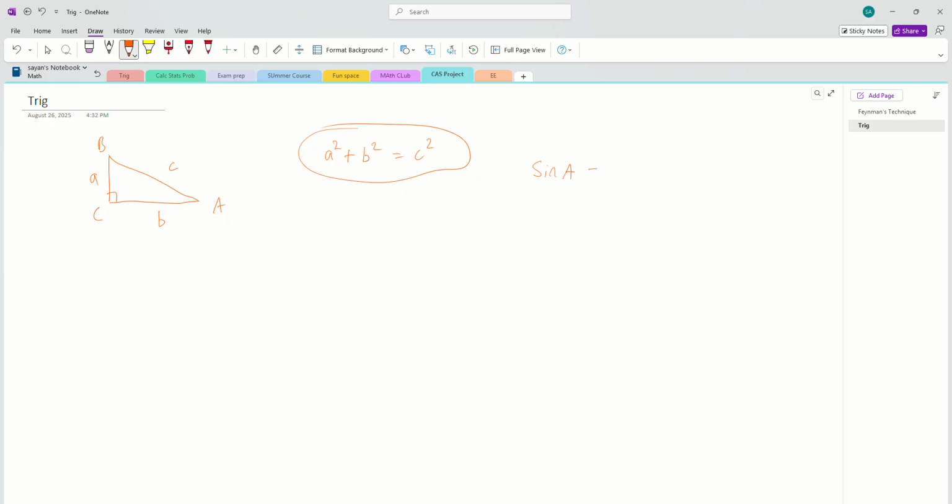So now that we've got that out of the way, sine A is going to be equal to the opposite, right, over the hypotenuse. So I'm going to draw a different triangle where I'm going to label it like this. And I'll say sine theta is equal to opposite over hypotenuse. Okay, next, cosine theta is equal to adjacent over hypotenuse. Tangent theta is equal to opposite over adjacent.